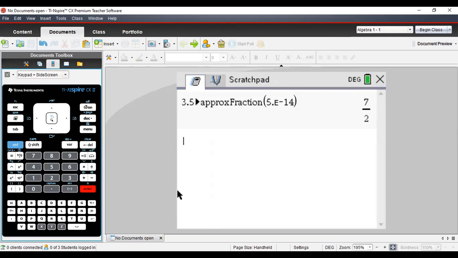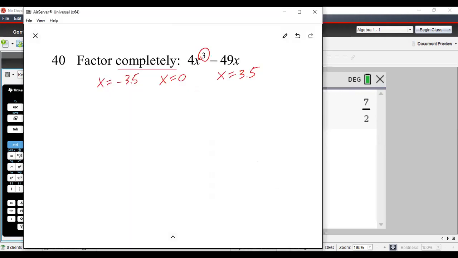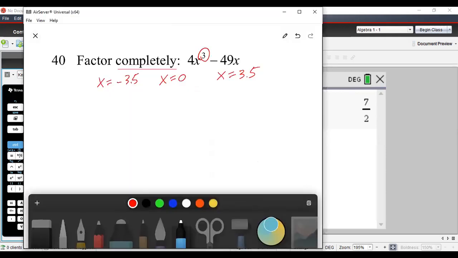So now I'm going to go back to my iPad, and instead of this being a negative 3.5, I'm going to make it a negative 7/2. And then I'm going to do the same thing over here. All right, so this is going to be 7/2 as well. So now everything is a fraction or integer.